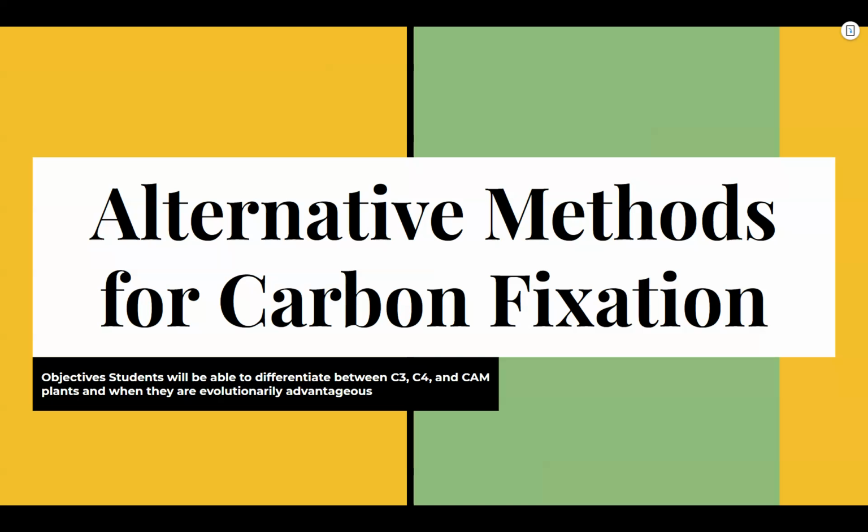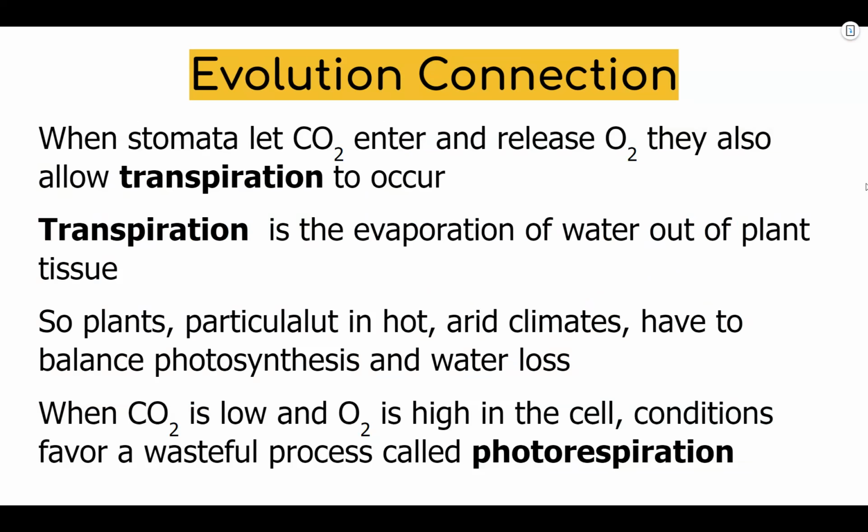So, starting us off, my goal is for you to be able to differentiate between C3, C4, and CAM plants. Those are things we are going to talk about today, and explain their evolutionary advantages. We're going to start off with one of those AP Biology big ideas, our evolution connection.